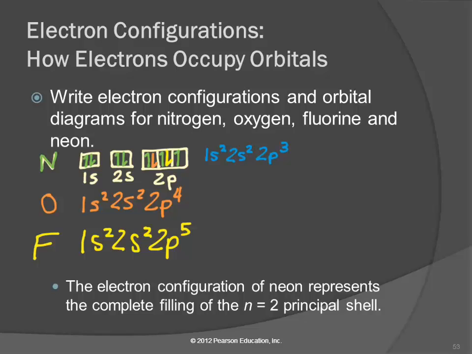And then what about neon? So here's neon. Neon will be pretty pink. Well, neon's got one more electron, and so that's going to fill in there. Isn't that colorful? I like crayons. These are grown-up crayons, right? So then what's the electron configuration? It's 1s2, 2s2, 2p6.